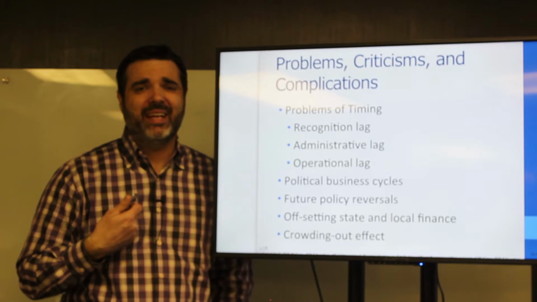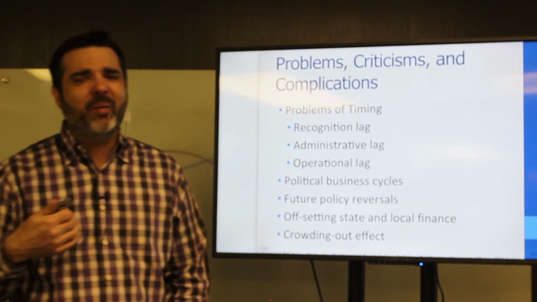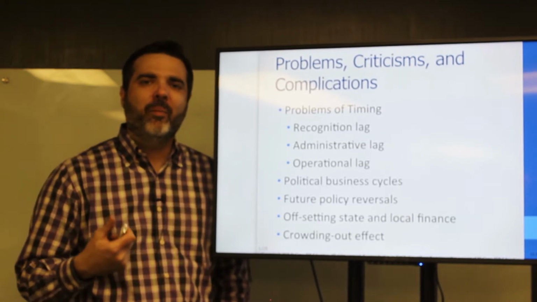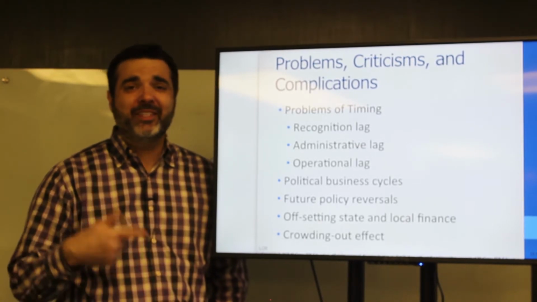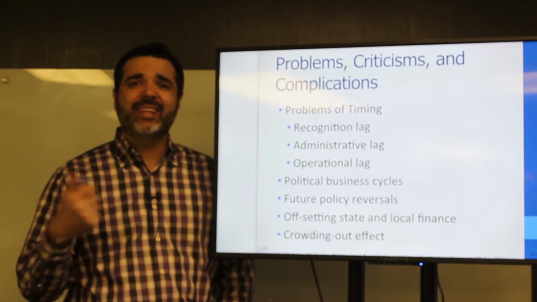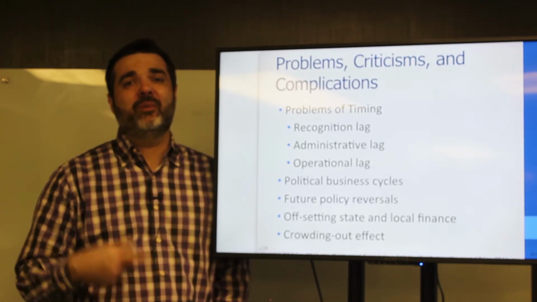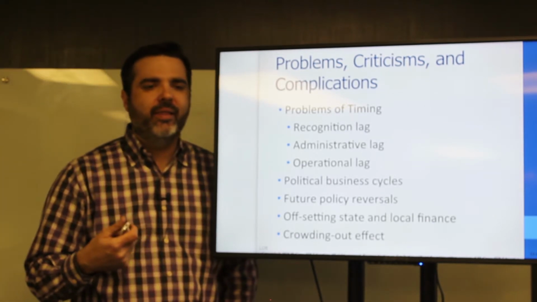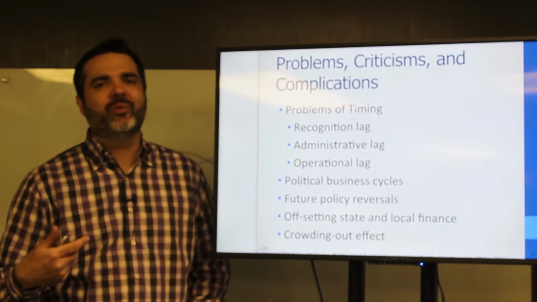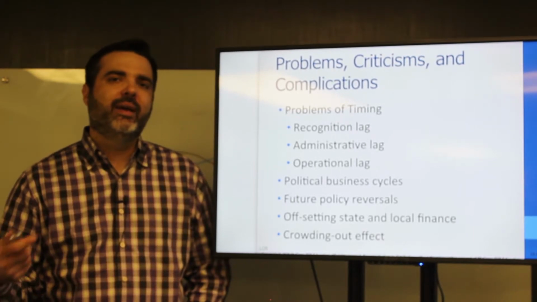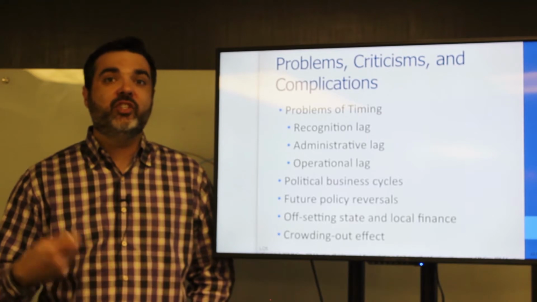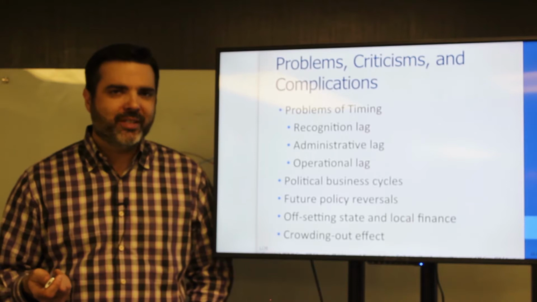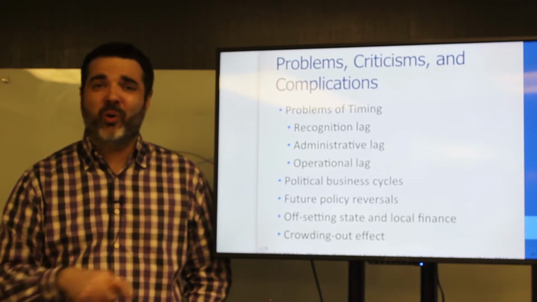Then we have political business cycles, and I fear that some of this might be happening with some of the current fiscal policy that we're seeing. A political business cycle is just making fiscal policy for political gain. It's not really about doing what's best for the economy. It's more about doing something to score political points. How do I get reelected? How do I get donors? How do I get people to support me in my special interest? And that happens in both parties all the time.